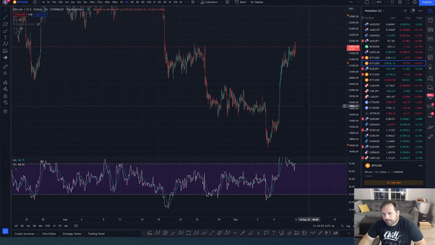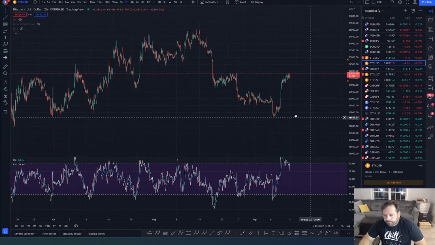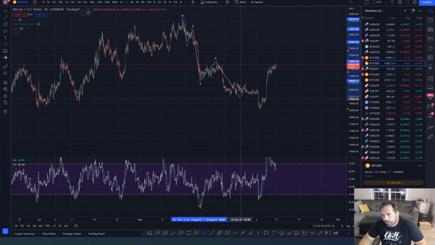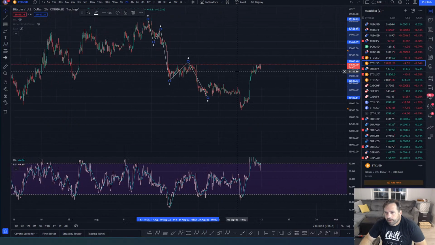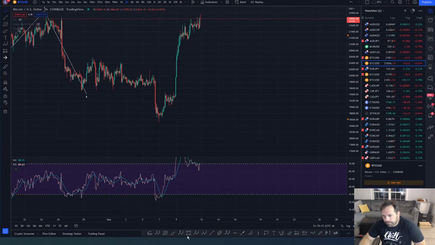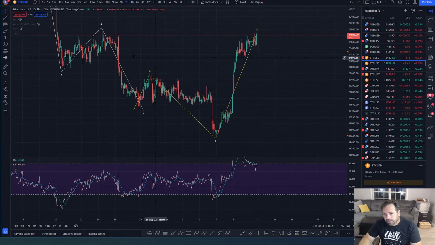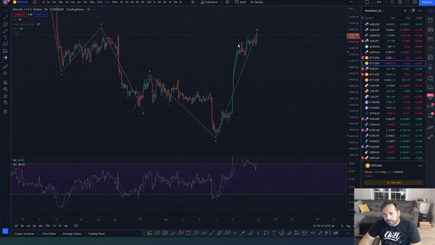So basically, the count is this. I believe this was an impulse off the top, 1, 2, 3, 4, 5, right to there. I believe this is a flat. Here you've got the A wave right there. Now the B wave's tricky. I'm going to show you the B wave in just a minute. The B wave is a zigzag with a triangle in the middle, and then you've got a C wave. So let's take some time on this count, and I'll show you.